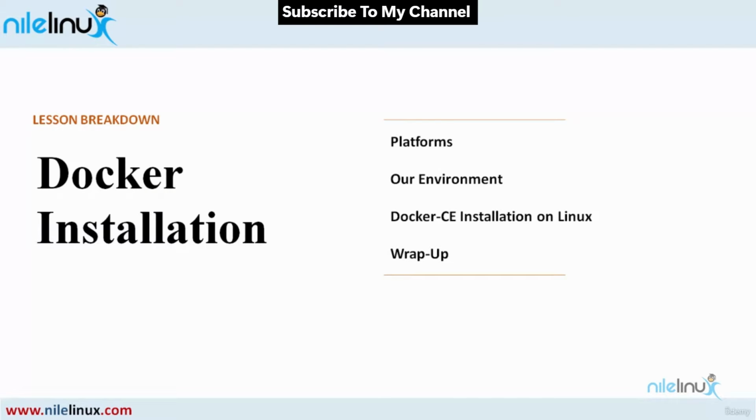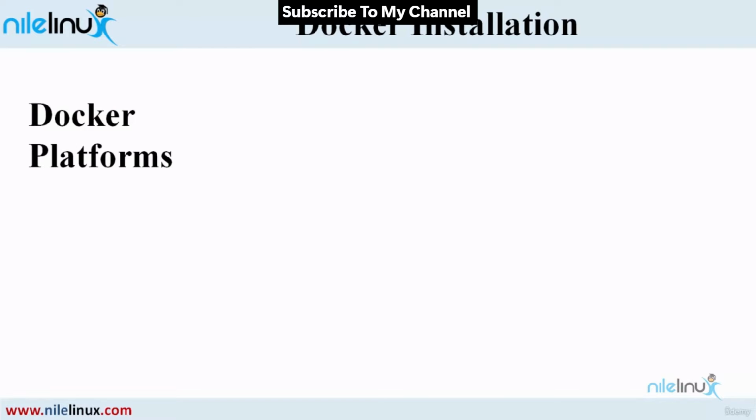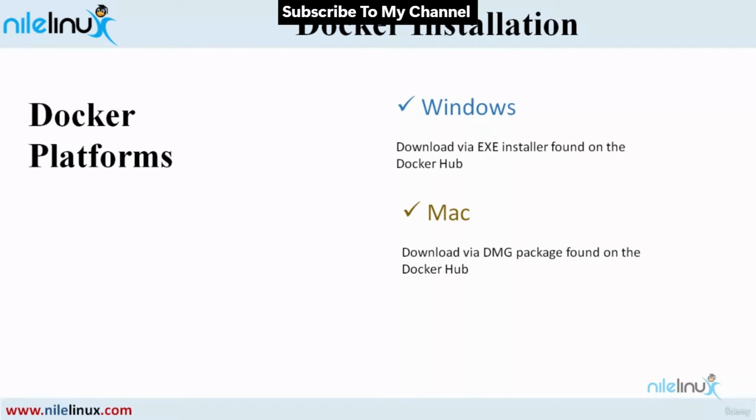So let's get started. Docker can be installed on a number of platforms. We can install it on Windows via the exe installer found directly on the Docker Hub. We can also install it on Mac, and again that's via a DMG package also found on the Docker Hub, but most properly Docker is installed on Linux. And in this course we are going to install Docker on CentOS Stream version 9.